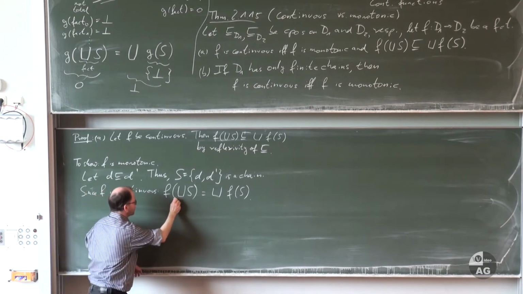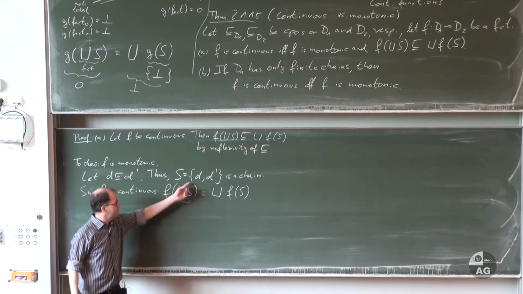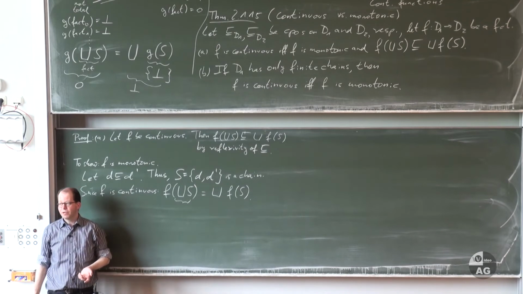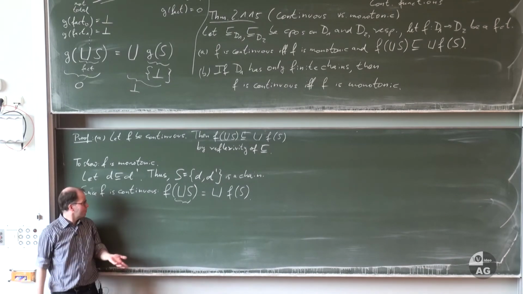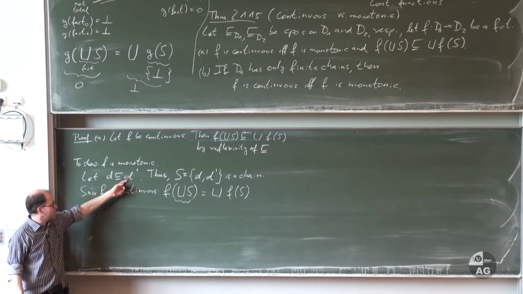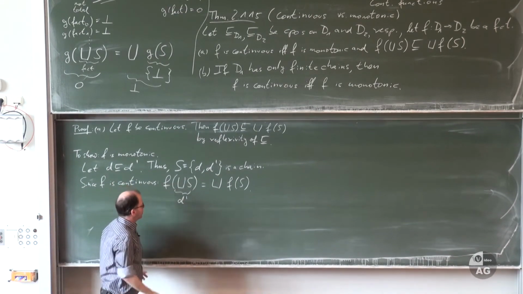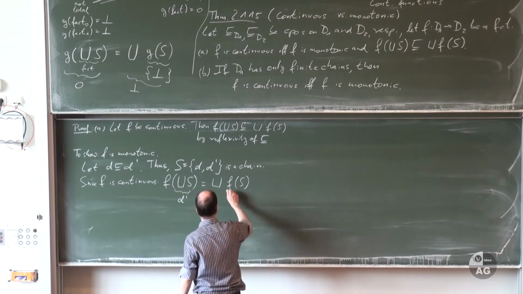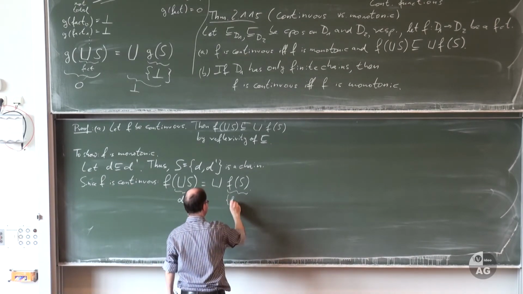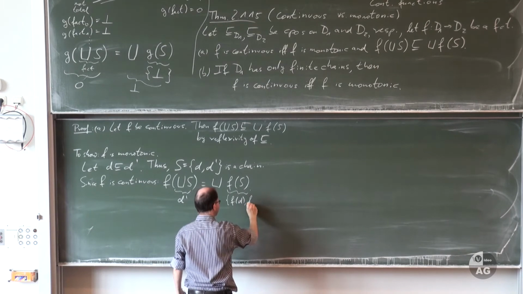So what's the least upper bound of S in our example? I have d and d prime. What is the least upper bound? D prime, because d is less defined or equal than d prime. So this is f of d prime. And what is f of S? Well, this is the set consisting of f of d and f of d prime.